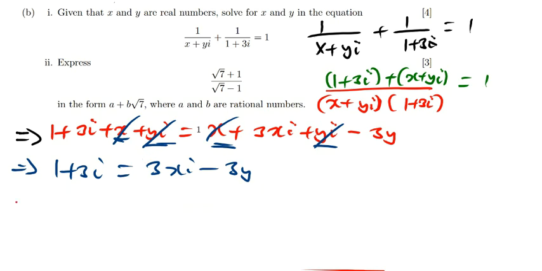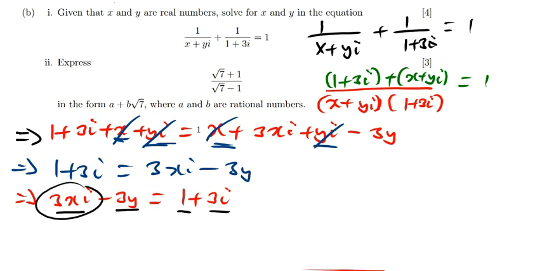Okay, so I'll say 3xi minus 3y to be equal to 1 plus 3i. Now after reaching this point, you compare the complex number to the complex number, the real number to the real number. So in this case, I'm going to say 3xi is going to be equal to 3i. So i and i will cancel. Then I'll end up having 3x to be equal to 3.